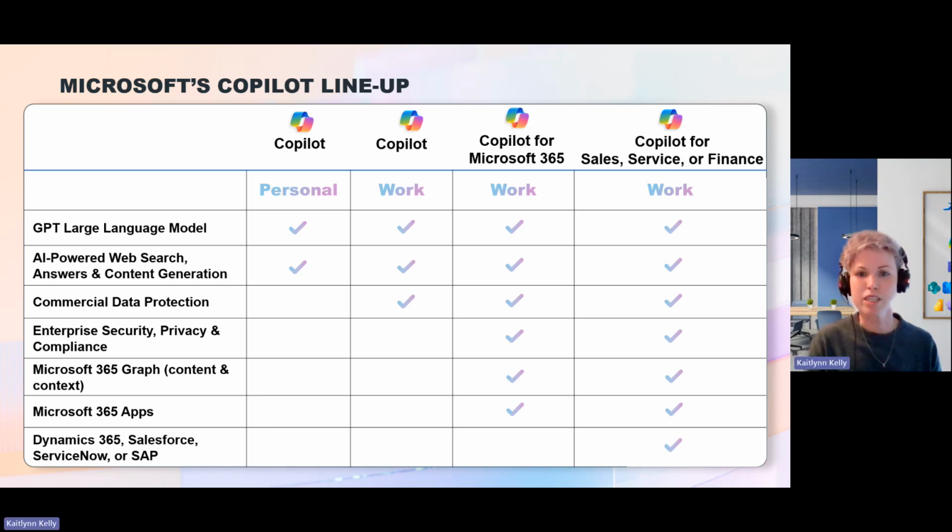On top of this foundation come some of the other Copilots, including Copilot for Microsoft 365, which brings in security and compliance, permissions, data, context, and your applications. Further building on Copilot for Microsoft 365 are the Copilot for business functions, including sales, service, or finance. These take the Copilot for Microsoft 365 foundation and really level up the tool to bring in built-in, ready-to-go data integrations with Dynamics 365, Salesforce, ServiceNow, or SAP.